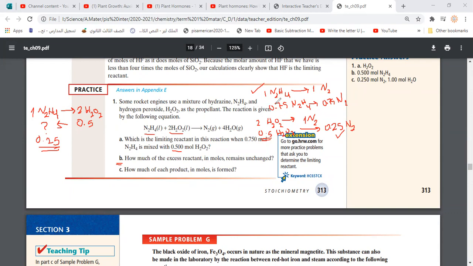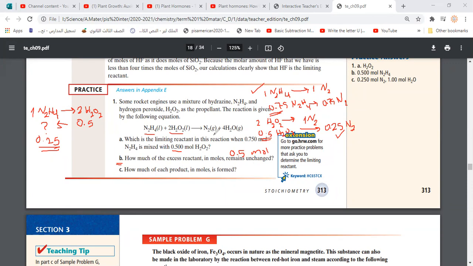So how much hydrazine do I have? I have 0.75, and I will consume only 0.25. So what is left is going to be 0.5 mole. You get it, guys? You know how to work on it? Is it clear? Okay, good.